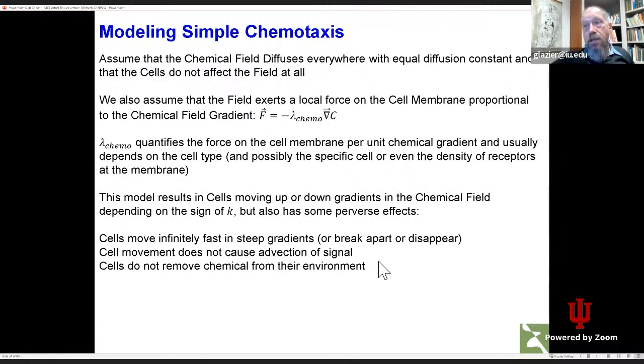As I mentioned, our cell movement doesn't change the chemical field. In reality, when the cell moves, it should push the chemical out of the way. And in general, detecting a chemical field requires the cell to bind the chemical on its membrane. That removes that chemical from the surroundings. In some cases, the amount of chemical is large in the outside, and so the amount removed is negligible. But in other cases, you're following weak gradients, and in that case, you really should be removing the chemical when you detect it.